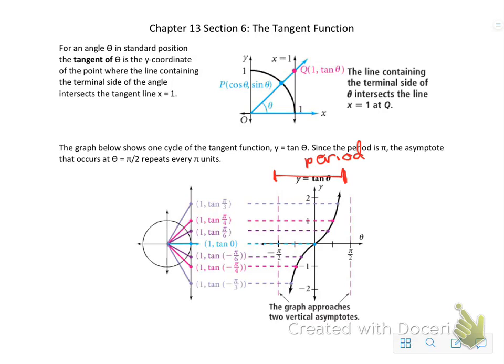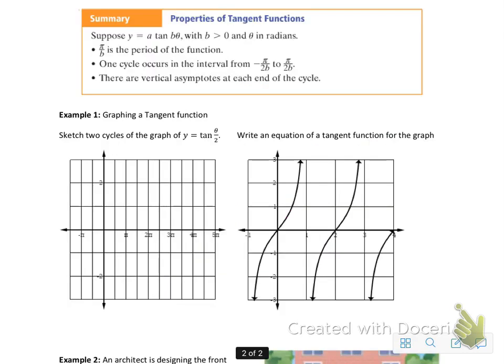All right, so for now, our goal is to let you know what it looks like, find the period, be able to see where the asymptotes are, and the cycle. Okay, and the cycle in this case is going to be from negative pi over 2 to pi over 2. Okay, that's one cycle, because that's one period. So, let's answer some questions.